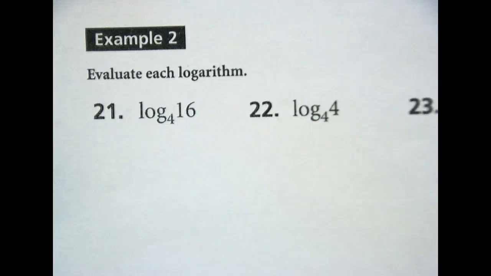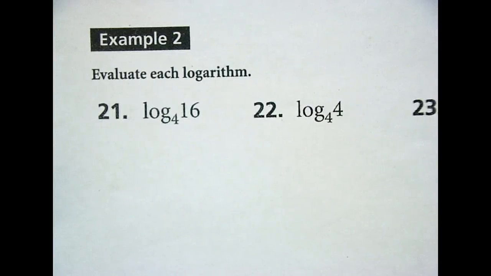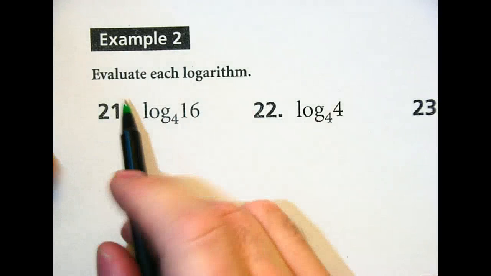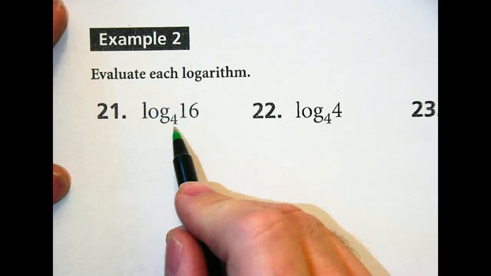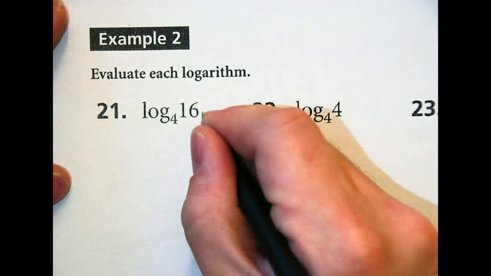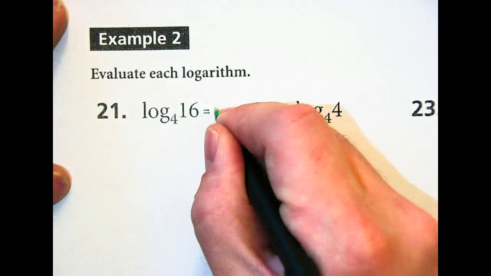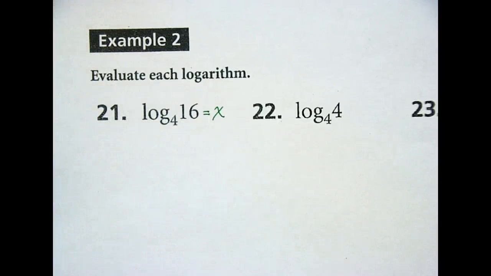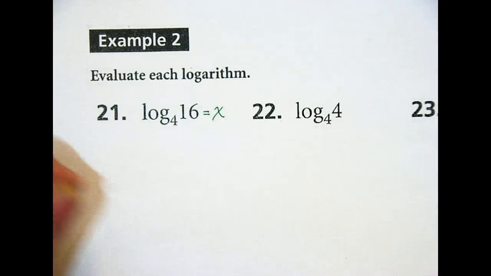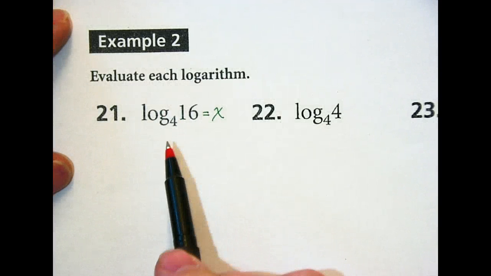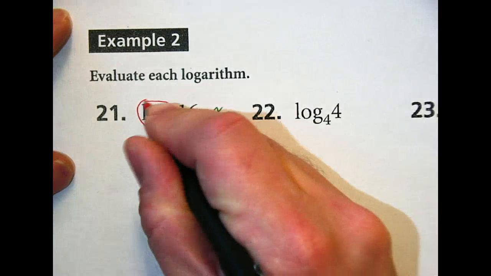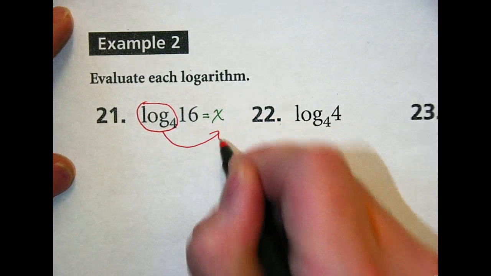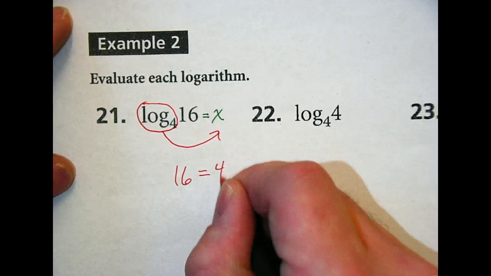Okay? Evaluate each log. So I'm going to talk about 2 different ways here. First way is looking at this and going, well, if I'm evaluating, I'm trying to figure out what log base 4 of 16 is. I could just think of that as saying, well, I don't know what it is, so it equals a variable. It equals x. So you could just add a variable at the end. And by doing that, you can now write it in exponential form. If you don't know how to do it in log form, change it to exponential. Okay? So if I move that over, that says 16 is equal to 4 to the x power.